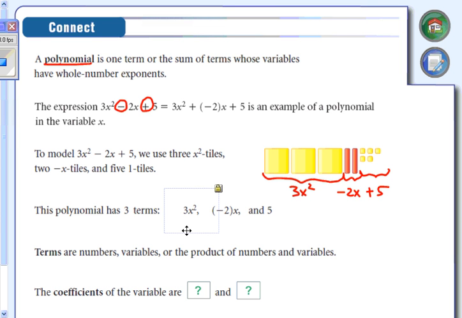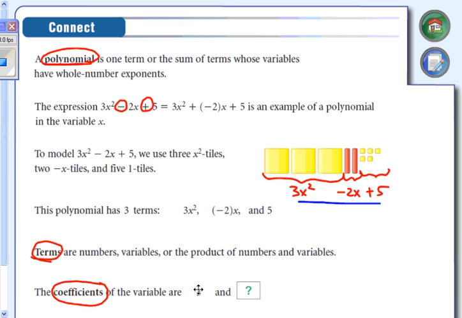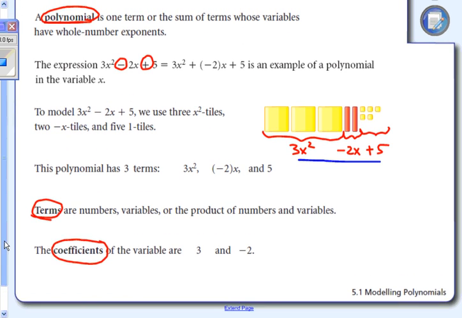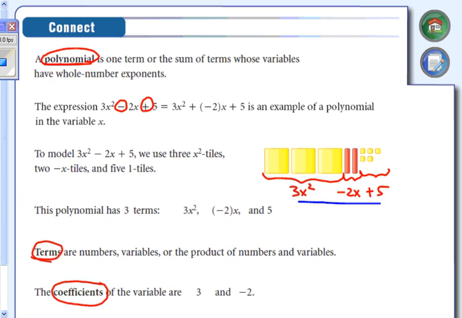Now another fancy term. We've got terms, we've got polynomials, right? Coefficient. Coefficients are simply numbers that are in front of the variables. If I take a look at this polynomial right here, the numbers in front of the variables, well, there's 2 of them. In front of the x squared is a 3, and in front of the x is a negative 2. So those are my coefficients. We wouldn't call 5 a coefficient. We instead call 5 a constant term because it doesn't have a variable related to it.